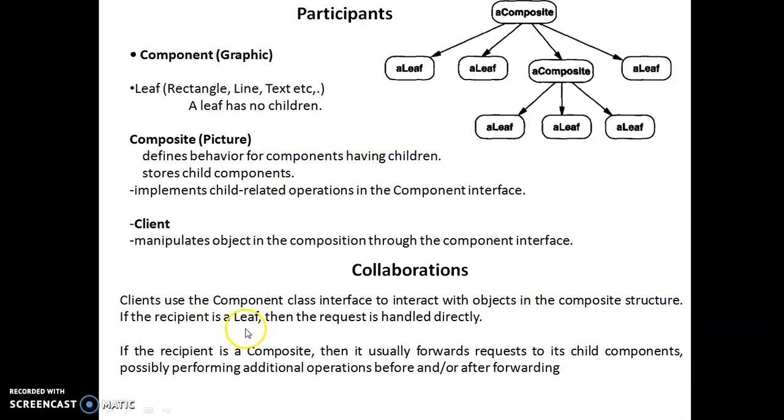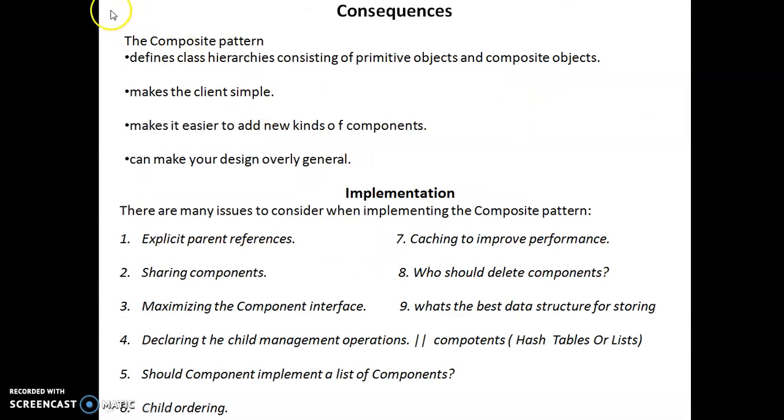If the recipient is a leaf, then the request is handled directly. Otherwise, it has to be forwarded to the subparent, and then forwarded to the next leaf. Consequences: the composite pattern defines class hierarchies consisting of primitive objects and composite objects. It makes the client simple, and makes it easier to add new kinds of components.